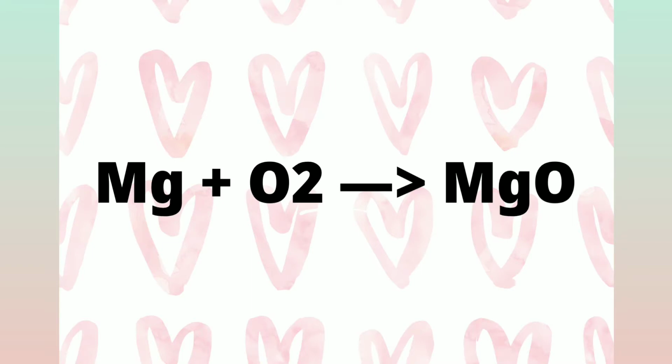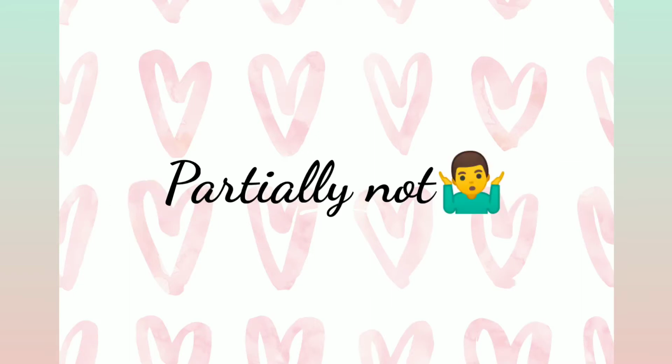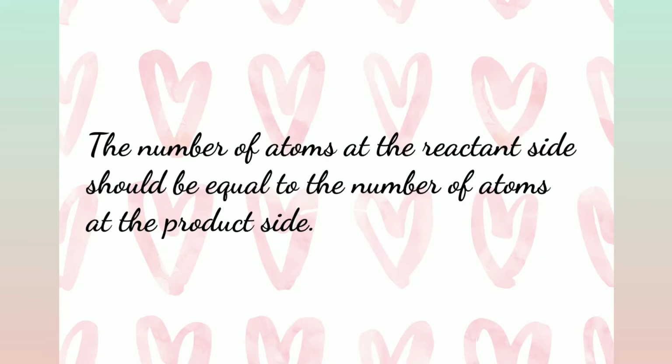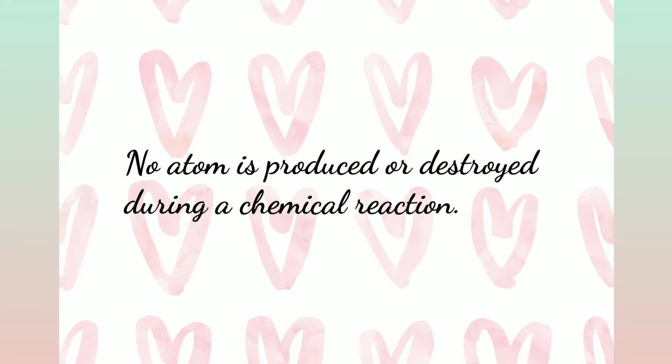Well, see this reaction that we discussed in the last video. As you can see here, there are two oxygen atoms in the reactant side, but only one at the product side. Is this representation correct? Well, it's partially not. As we know, the law of conservation of mass states that the number of atoms at the reactant side should be equal to the number of atoms at the product side. As no new atom gets produced during a chemical reaction, neither any gets destroyed.